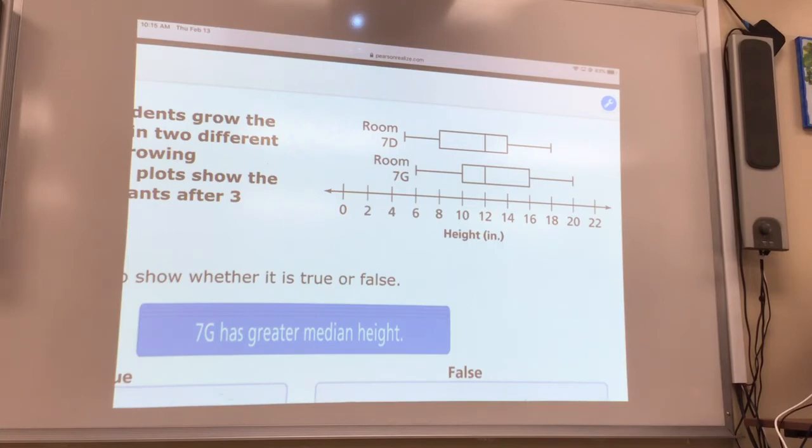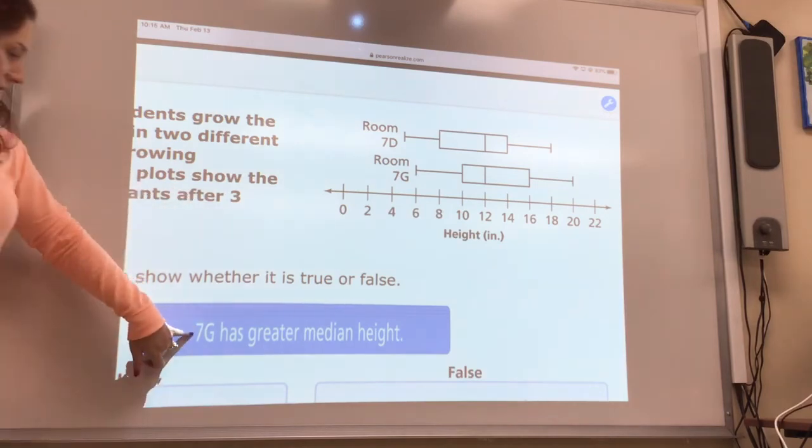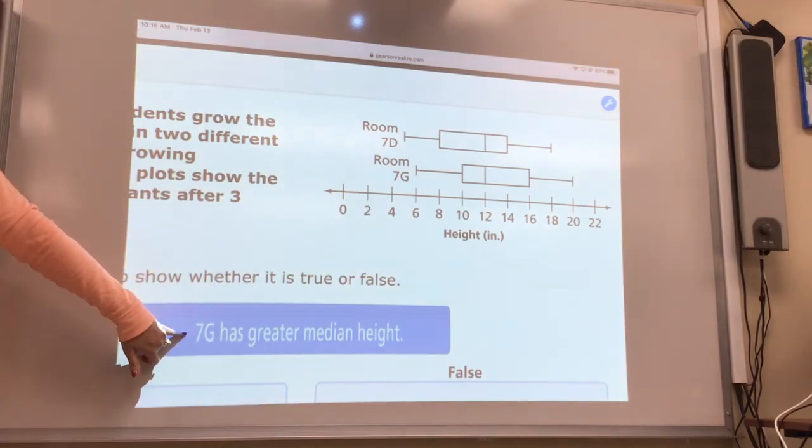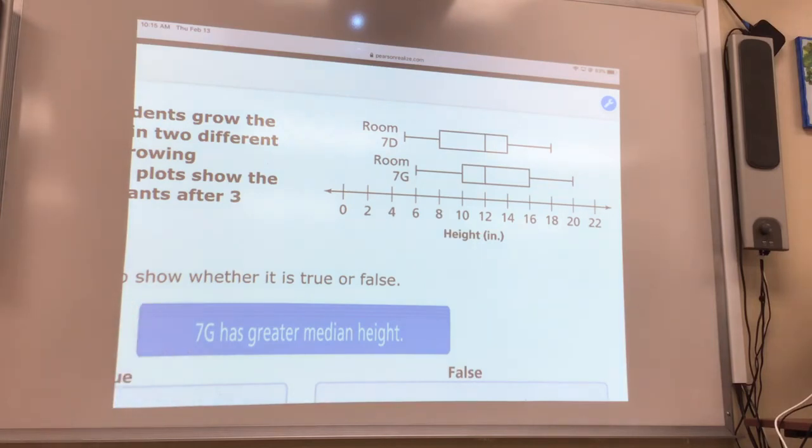Okay, statement number 1. It's in this blue box down here, that's where the statements are going to be. So 7G, they're talking about the name of the room. 7G has a greater median height. Does 7G have a greater median height? Is that true or false?